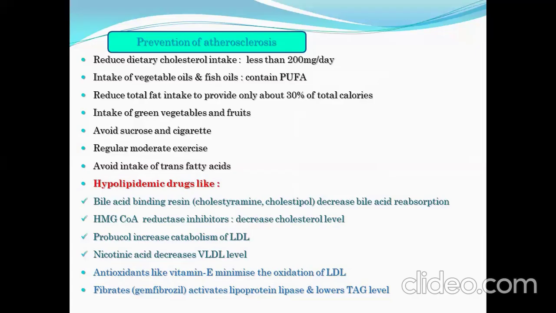In dietary modifications, you have to avoid saturated fat in your diet. You have to prefer a high amount of unsaturated fat. And the major source of unsaturated fat is flaxseed.